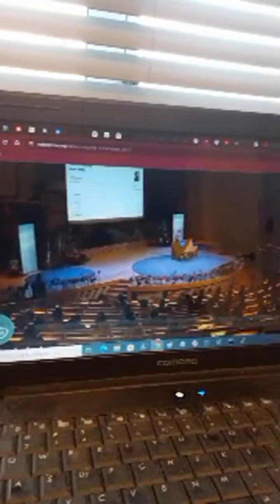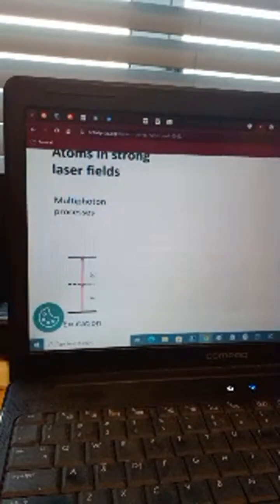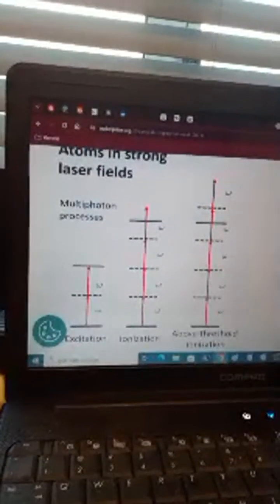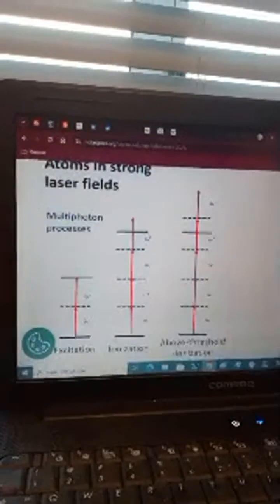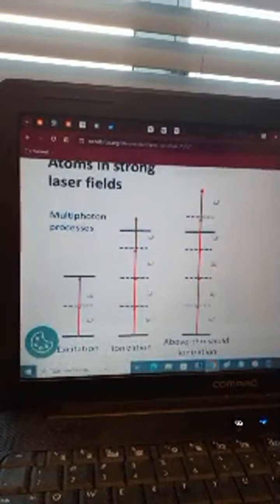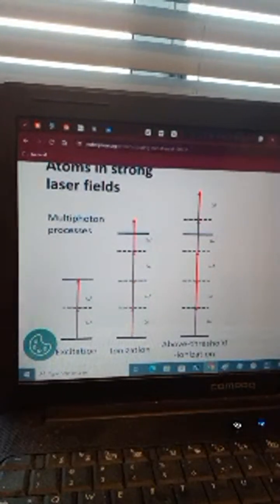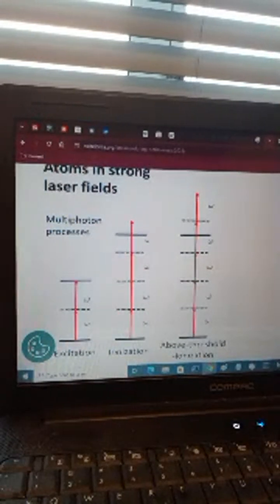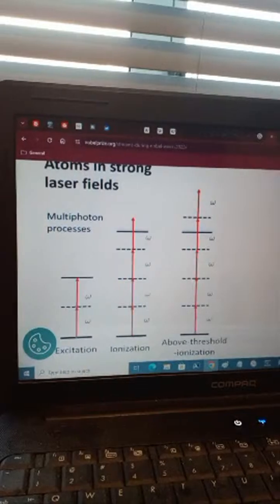Now, another research field that started after the invention of the laser is atoms in strong fields, or multiphoton processes, that were predicted already in 1934 by Maria Goeppert-Mayer. And in the multiphoton processes, an atom absorbs several photons simultaneously. It can be excited, it can be ionized. In 1979, Pierre Agostini discovered the process of above threshold ionization, where an atom is ionized by absorbing more photons than is necessary for ionization.